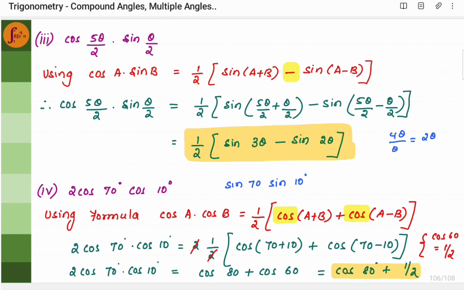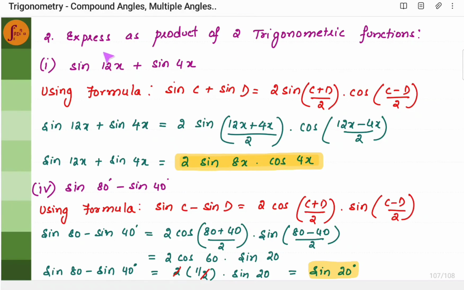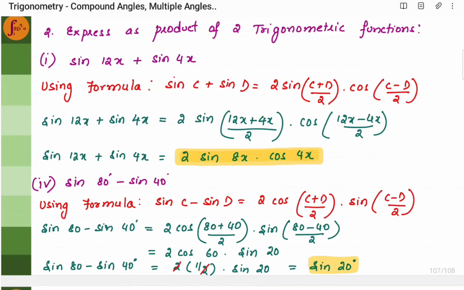Remember the signs. Now we look at problems where we have to express the expression as a product of two trigonometric functions. So the answer should be in the form of a product. Here addition of trigonometric functions is given, and you have to express it in the form of a product. Product is nothing but multiplication. So how do we remember what formula we have to use? What is the clue here? How can we find out?